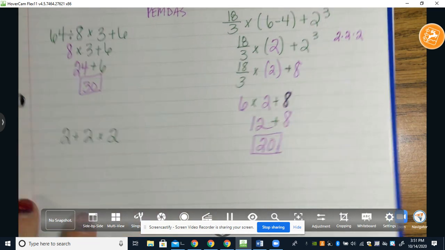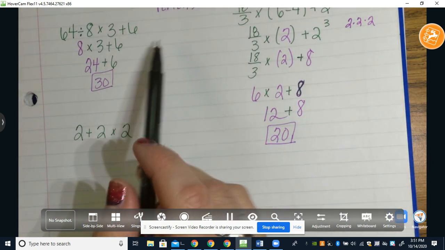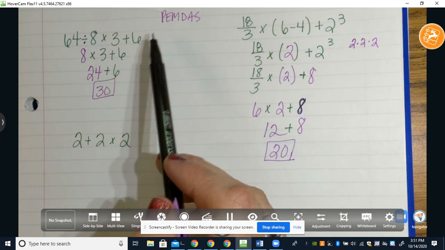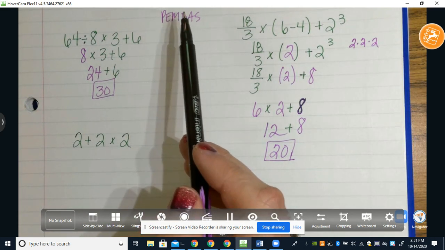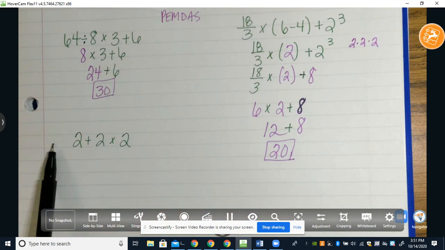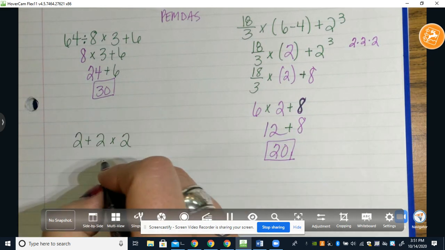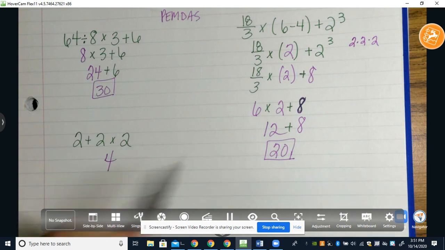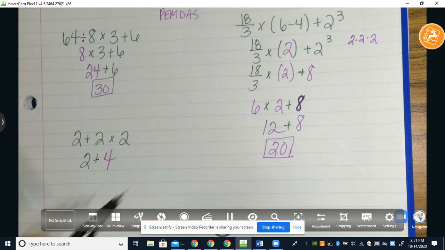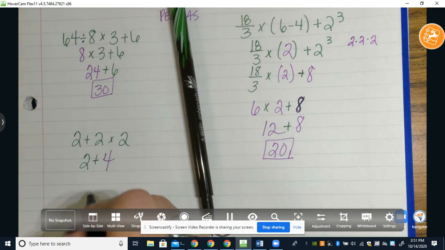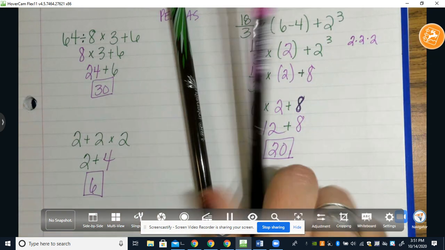Order of operations says, well, I don't have any parentheses. I don't have any exponents. I need to multiply first. So these two need to be multiplied, which gives me 4. Then I bring down everything. 2 plus 4, my answer would be 6.